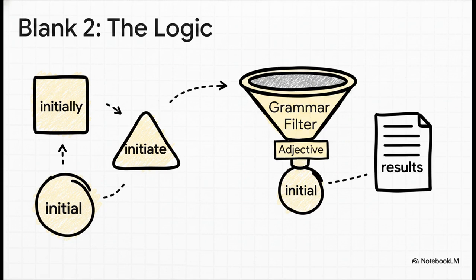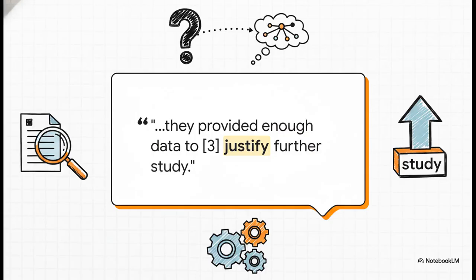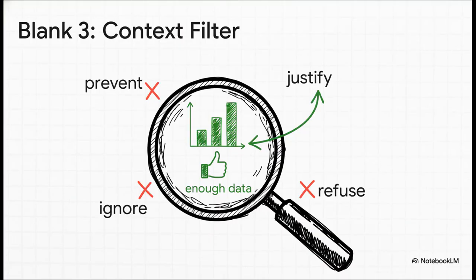Looking at our list, the only adjective is initial. Initially is an adverb, and the others are different forms. So using our grammar filter, the only possible answer is initial. See how that works? And now for the last one. The sentence finishes with, They provided enough data to blank further study. Let's use our third filter here and think about the overall meaning, the context. The options are prevent, justify, ignore, or refuse.